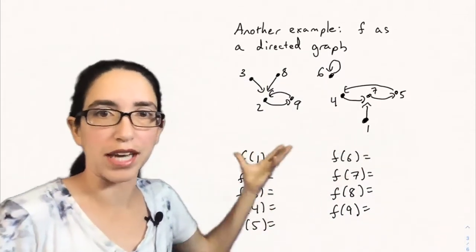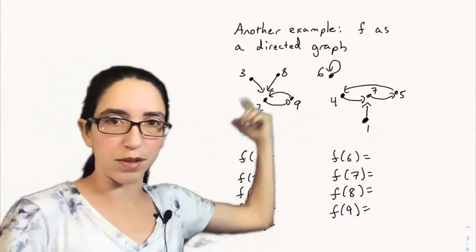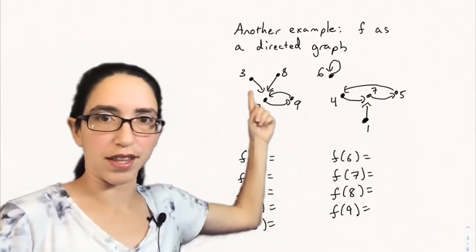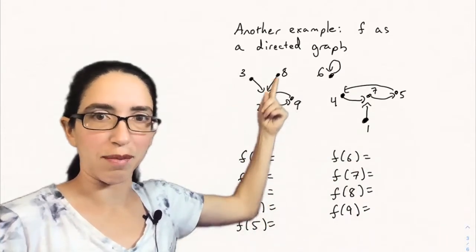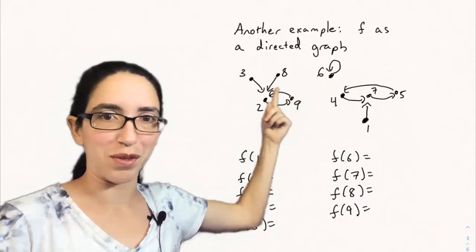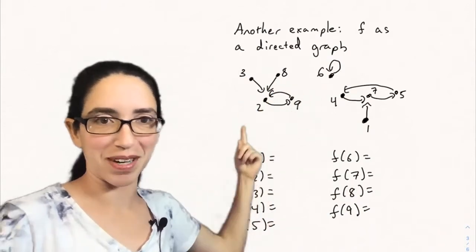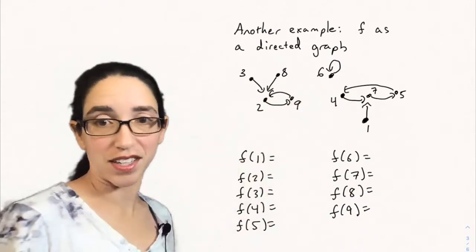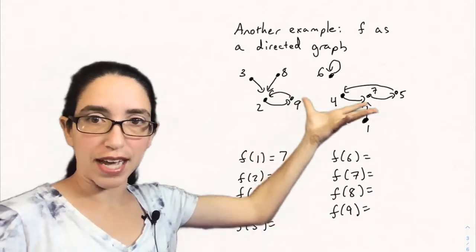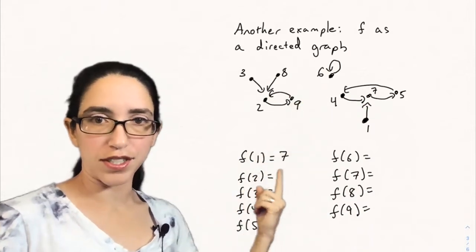Here's a more complicated example. Here's a function that we've drawn as a directed graph where you can see things like 3 maps to 2 and 8 maps to 2, and then 2 maps to 9, which maps back to 2, which maps to 9, which maps back to 2. So you get into these cycles. And if I wanted to write this down as an actual function, let's just see where everything goes.